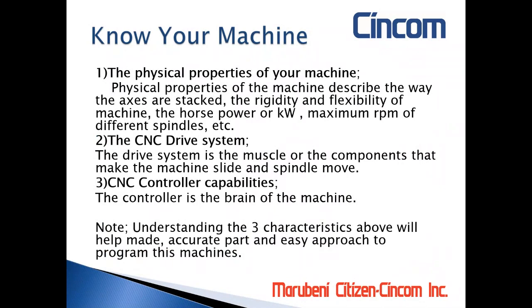Know your machine. Knowing these three characteristics above will help you make accurate parts and give an easy approach to program these machines. And Citizen will bring all of these to our machine. So knowing the physical properties of your machine, the CNC drive system, and the CNC control capabilities will allow you to get a faster and better product, and better in many ways.